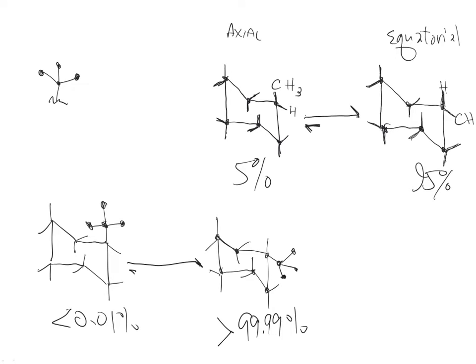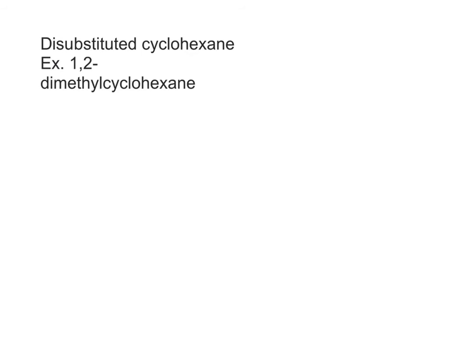So what happens if we have more than one thing? Okay, so now we're going to start thinking about what happens if we have more than one thing hanging off. This becomes a little more tricky. Okay, and so this is where I want to explain something called cis and trans. These are types of stereoisomers.